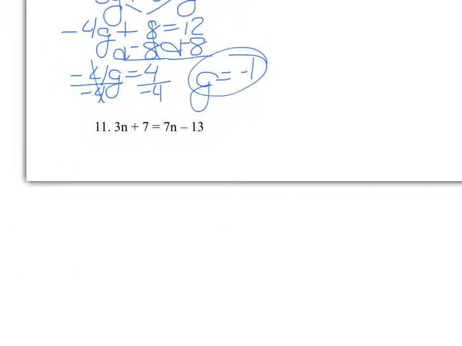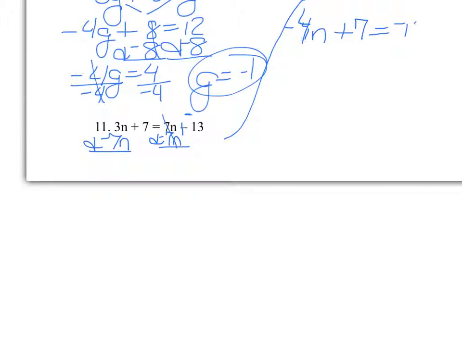11, don't have a lot of room to work, so I'm probably going to end up over here on this side. Plus the opposite. Move the variable, if you have one on the right side, move it from the right to the left first by adding the opposite. So I'm going to add negative 7n. That's going to give me negative 4n plus 7 equaling negative 13. From here it should solve like normal.